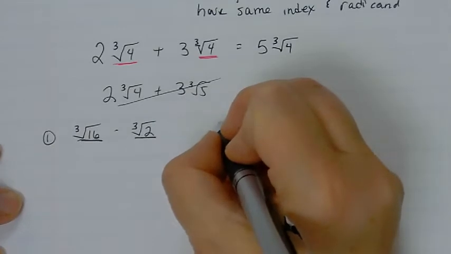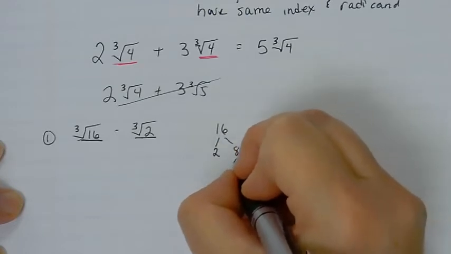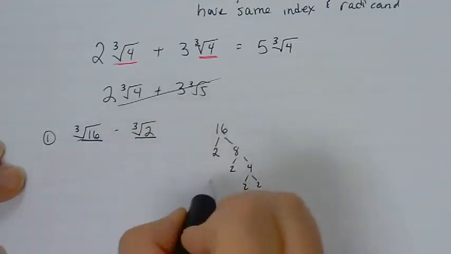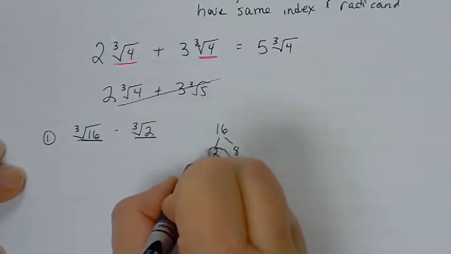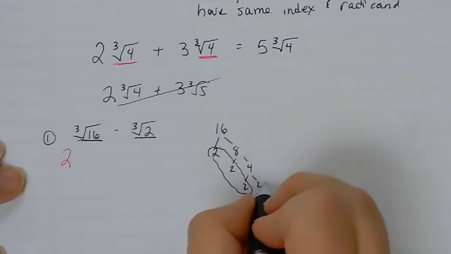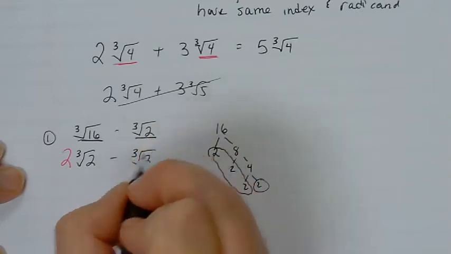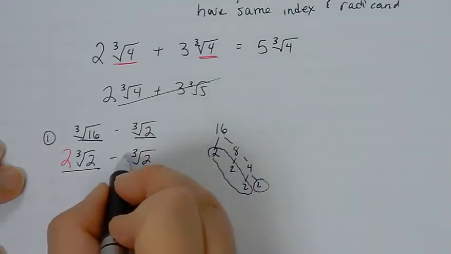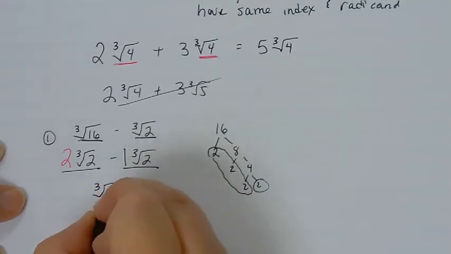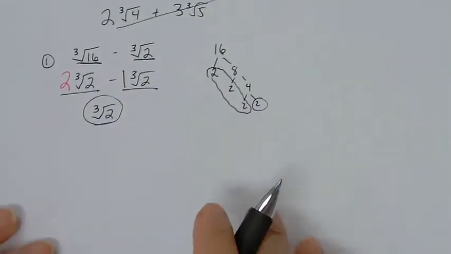So I'm going to try to break down 16. 16 is 2 times 8, and 8 is 2 times 4, and 4 is 2 times 2. So I notice here I have a group of 3 2's. So that's going to put a 2 on the outside and leave 1 2 on the inside. So I have 2 cube roots of 2, and I'm subtracting 1 cube root of 2. So my answer would just be 1 cube root of 2. And since it's a 1, I don't have to put the 1 there. It's understood. Okay, let's do another example.